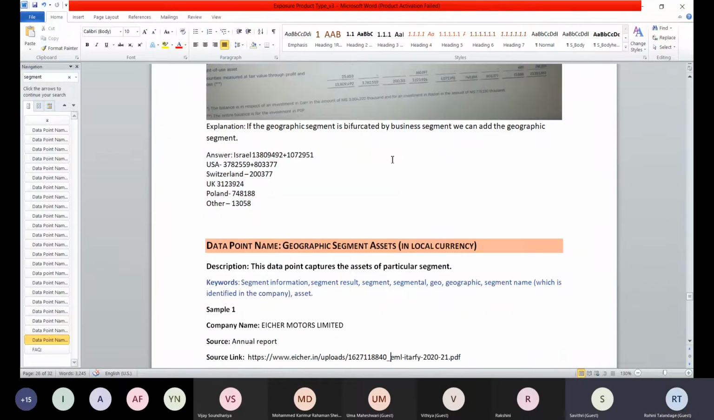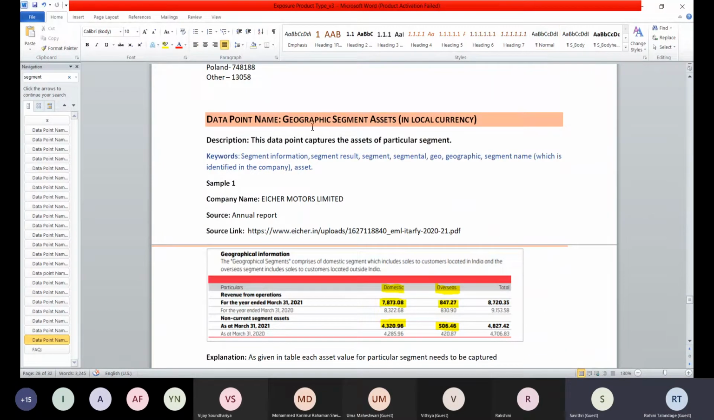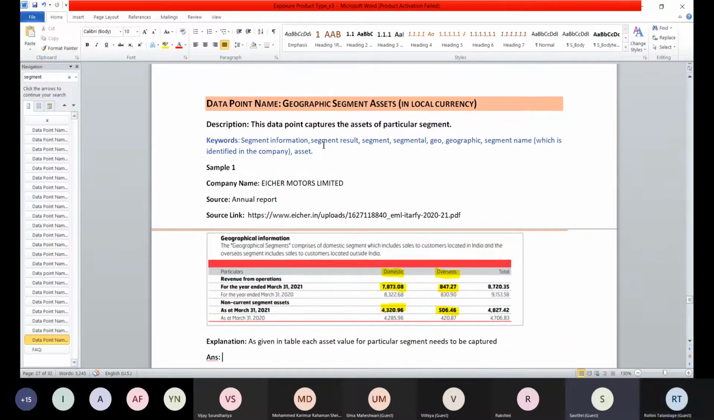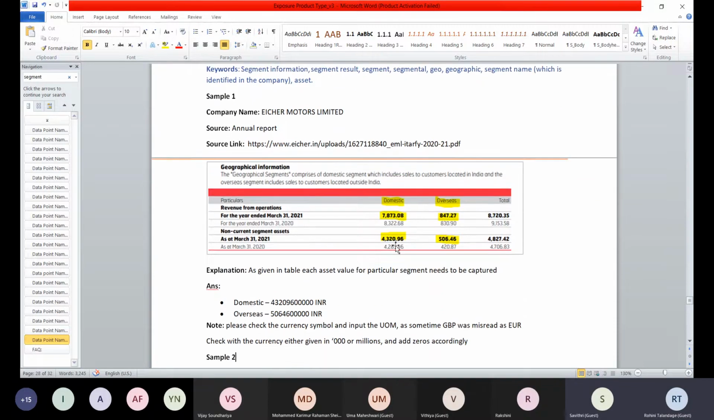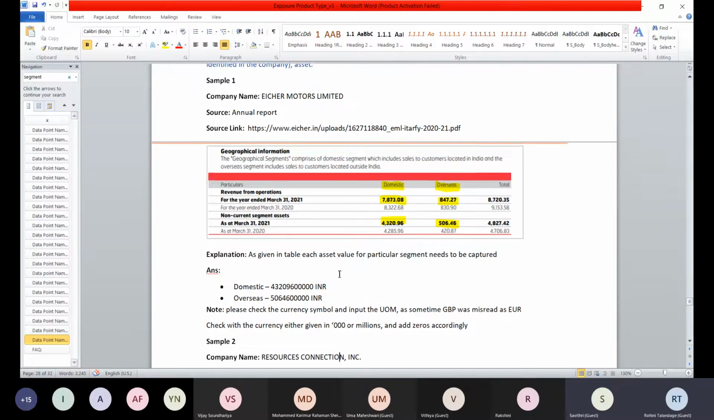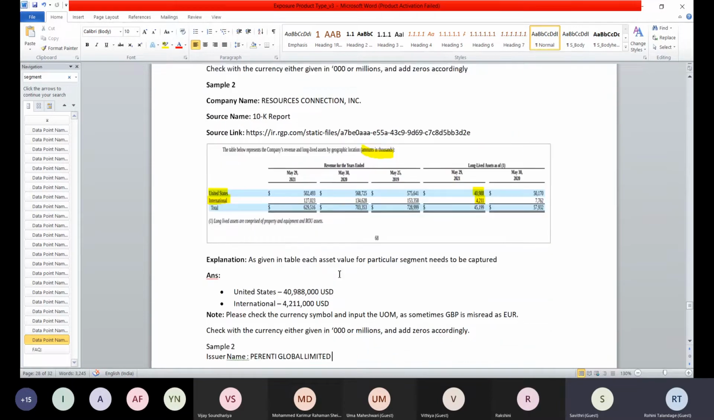Now the next data point is geographical segment assets. For each geographical segment they will give asset details, so you have to capture that for this data point. Here they have given 4320.96 for the domestic and 506 for the overseas. For this data point you have to check whether for the geographical segment they have given any asset details or not.